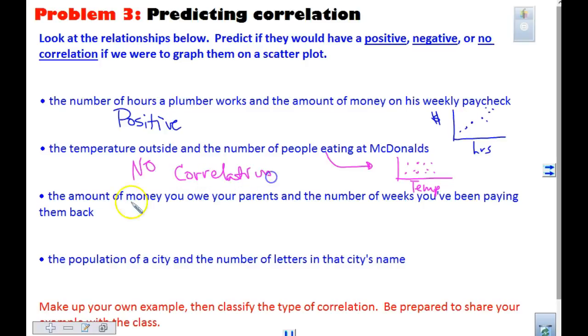All right. So then it says the amount of money you owe your parents. I want you to look at these next two. I want you to think of making the graph. So the amount of money you owe and the number of weeks. So this would probably be our dollars that we owe over here. And then on this side, we would have the number of weeks.